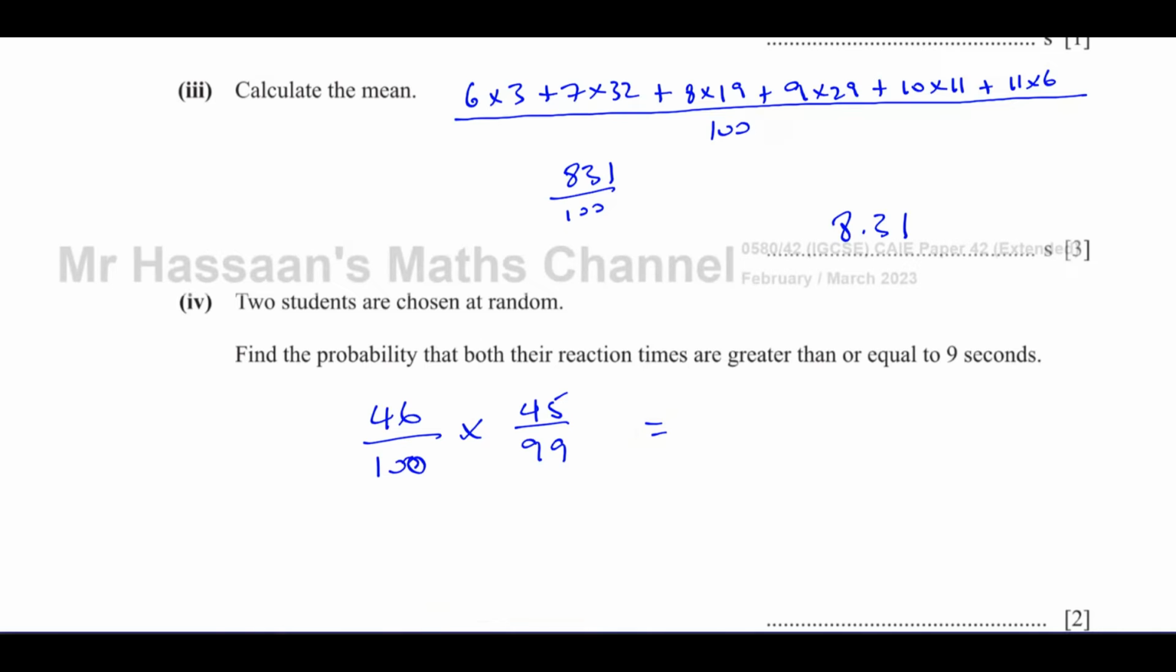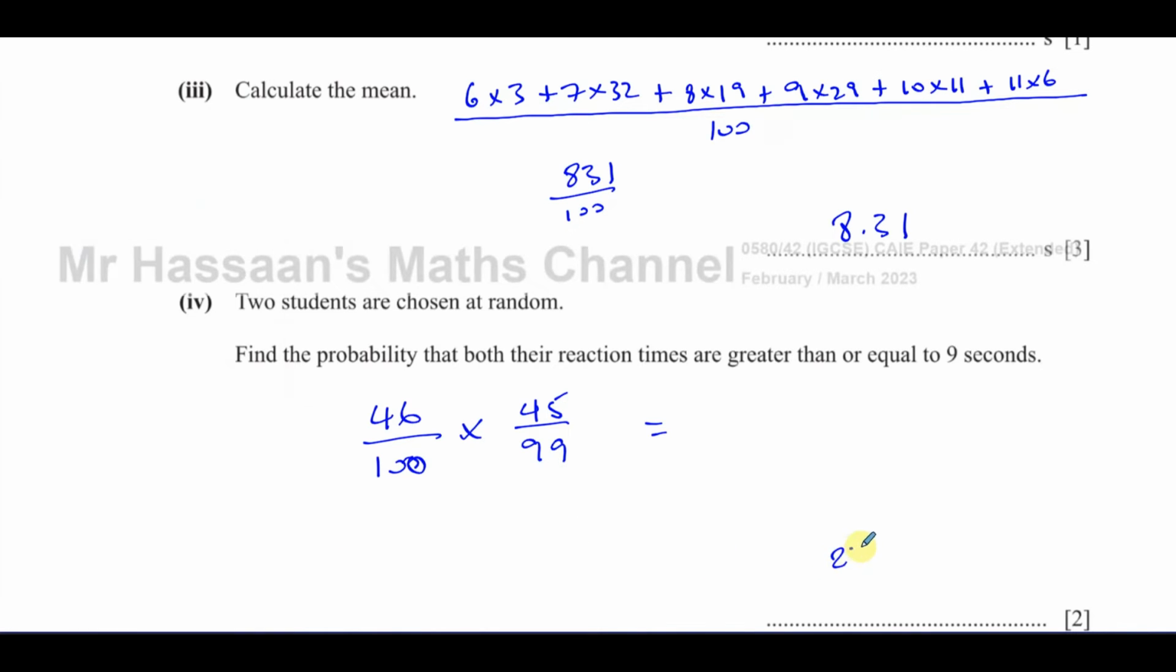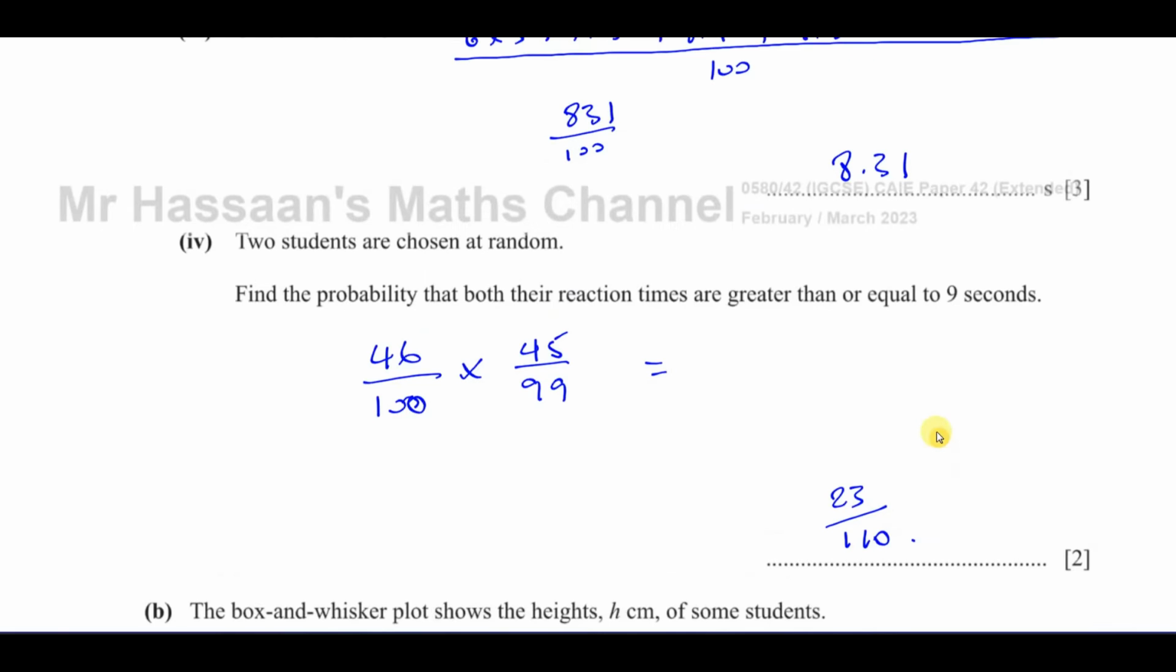So that's going to give us, let's have a look, 46 over 100 multiplied by 45 over 99. So that gives us 23 over 110. Okay, you can write it as a decimal, you can write it as a fraction, that's fine. Okay, so there's part 4.